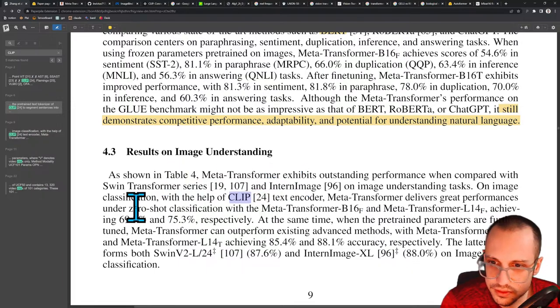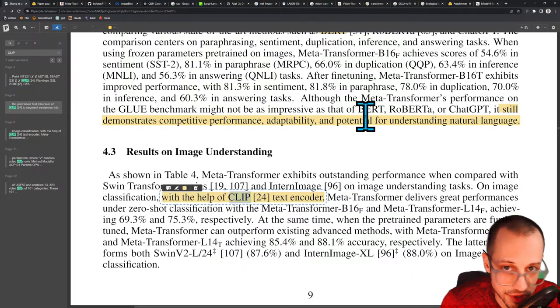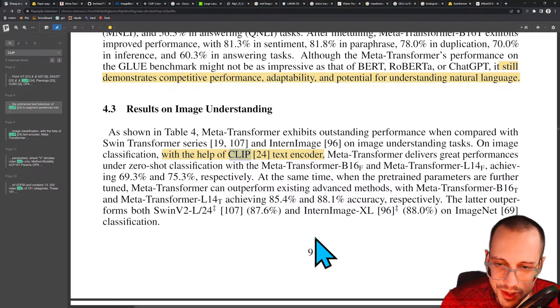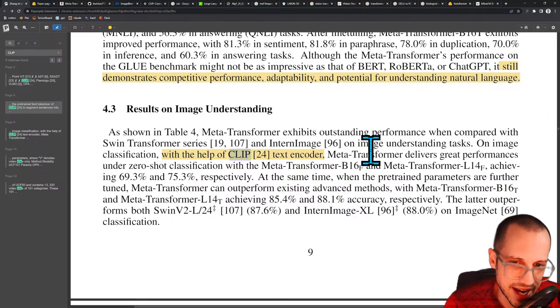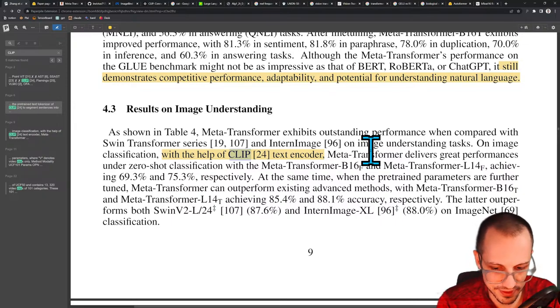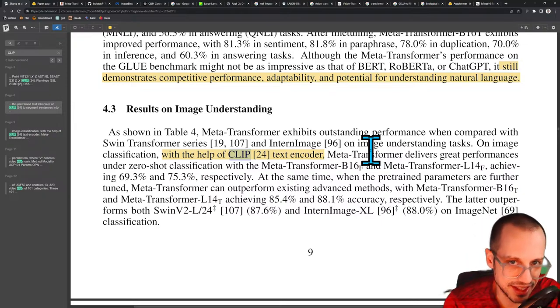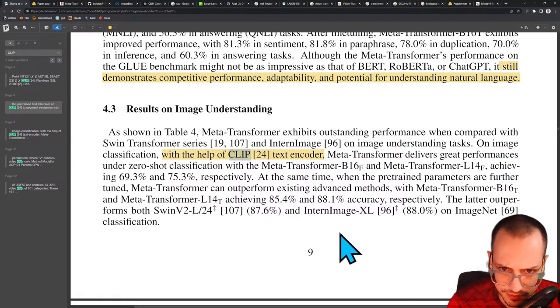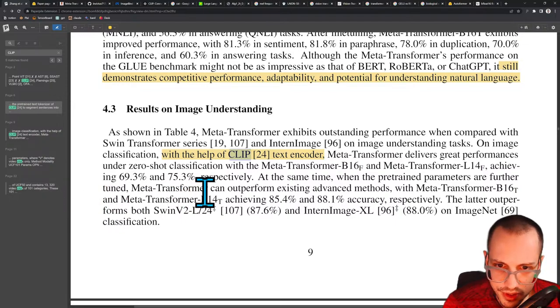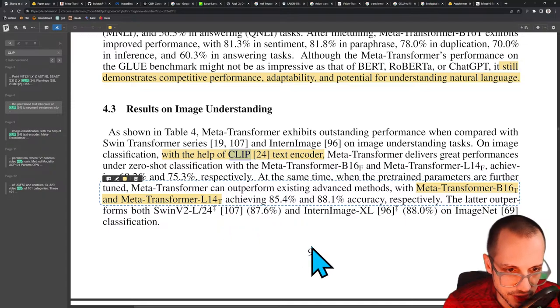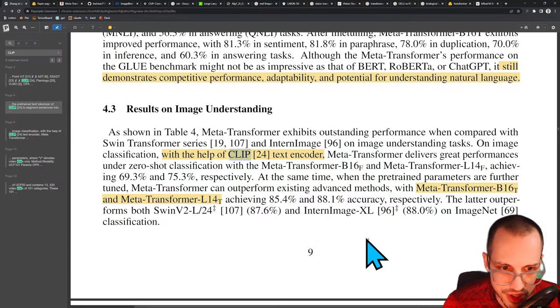Image understanding. Exhibits outstanding performance when compared to the SWN transformer on image understanding tasks with the help of the clip text encoder, which is kind of what I'm saying. You're leaning on the fact that the clip text encoder has a bunch of information. There's some intelligence in that clip text encoder, so you're leaning on that. When the pre-trained parameters are further tuned, can outperform existing advanced methods. So this is their difference between their big model and their small model. The latter outperforms both SWN V2 on ImageNet classification.